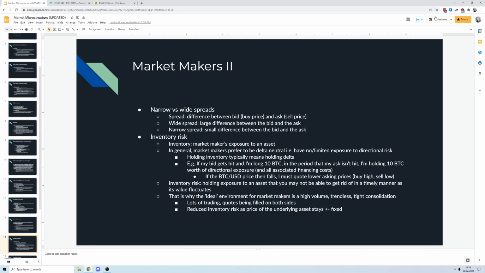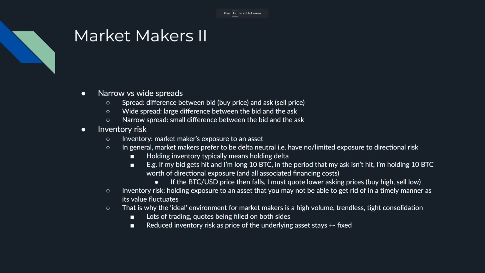Now, when it comes to market making, probably the most misunderstood thing, but also the most important thing, is inventory risk, right? So just to define some terms, inventory is the market maker's exposure to an asset. And in general, and there are crypto exceptions to this, which we'll talk about, market makers prefer to be delta neutral as far as possible, which essentially means, if delta is directional exposure in the simplest definition, having no or limited exposure to directional risk, because holding inventory typically means you're holding delta.